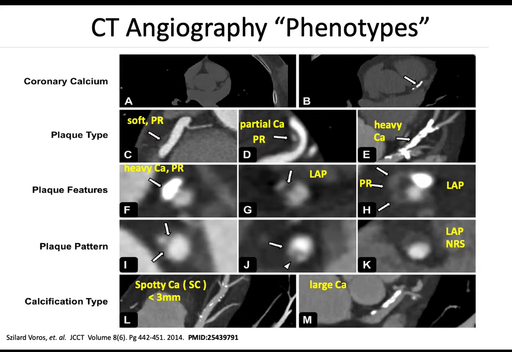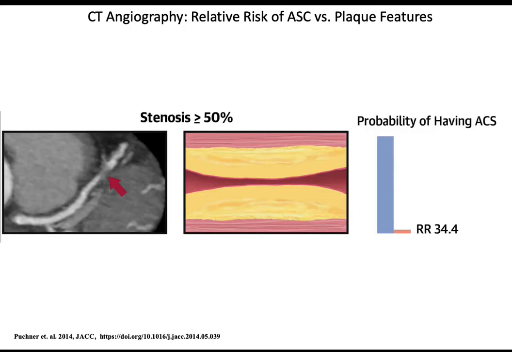The other question is whether someone has little bits of calcium everywhere versus a long sheet of calcium. A lot of these have been investigated in terms of their prognostic value. The hallmark would be, do you have a stenosis that's more than 50%? This doesn't care about what's outside, it's just asking about the inside diameter. And the relative hazard ratio is 34. So if you have a stenosis greater than 50% versus those who don't, the risk of having an acute cardiac event is 34 times higher.